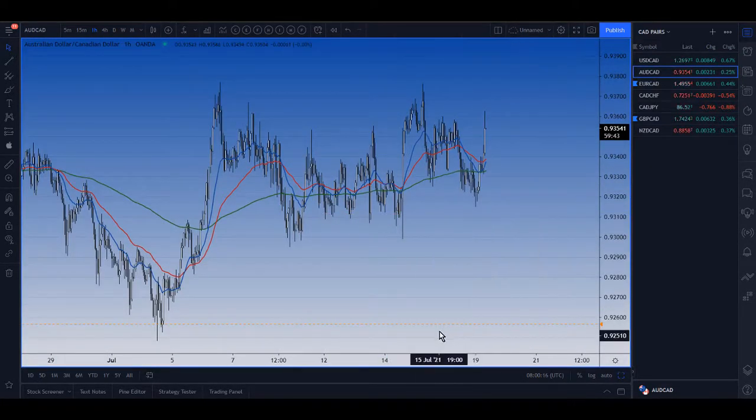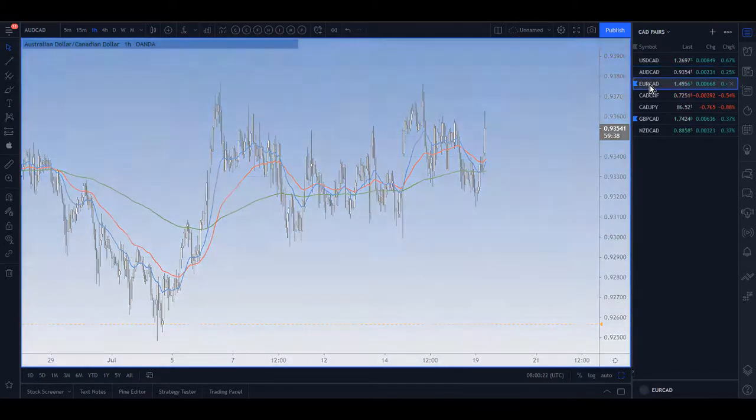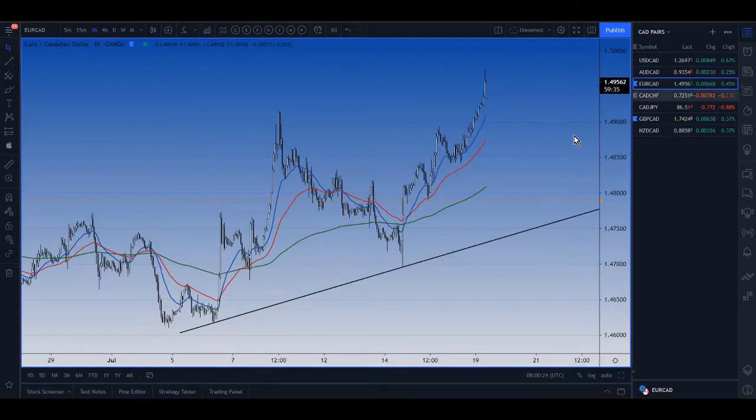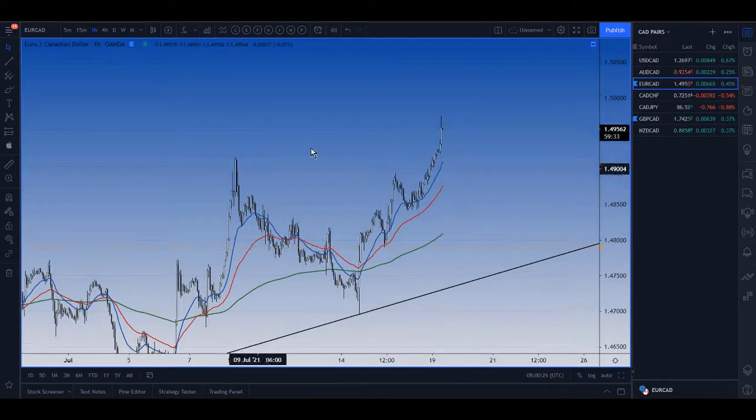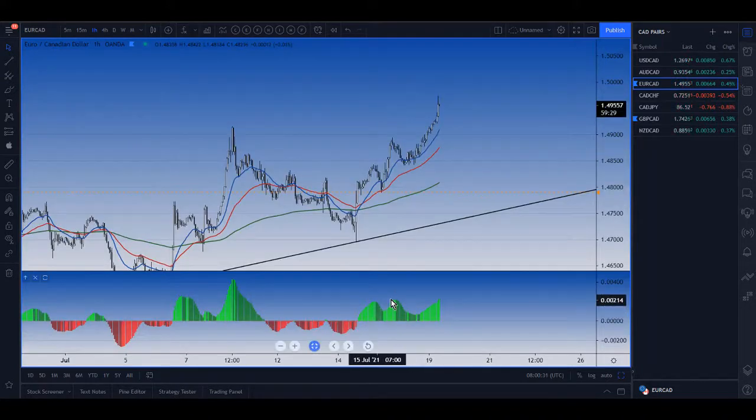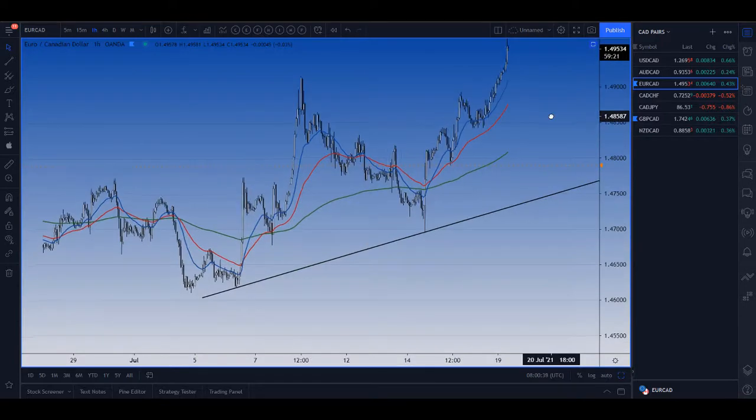Aussie CAD doesn't look so impressive, does it? But there's still definitely some movement there. Euro CAD looking good. Again, we've made a new high now. Let me just put a MACD on this. I just want to see. Okay, there's a bit of divergence there between this high and this high, as you can see.